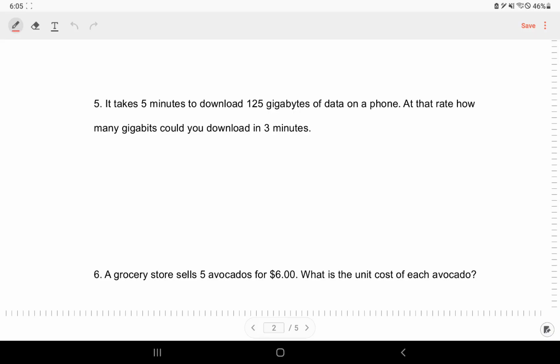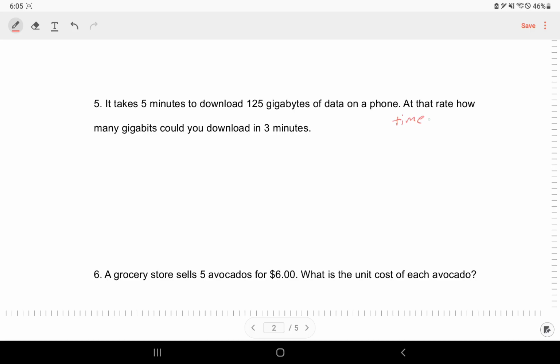Okay. So it takes 5 minutes to download 125 gigabytes of data on a phone. At that rate, how many gigabytes could you download in 3 minutes? Well, again, table, tape diagram, double number line, your choice. Find a unit rate. And so I'll start with a table.